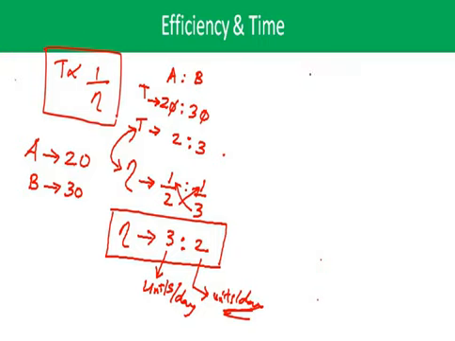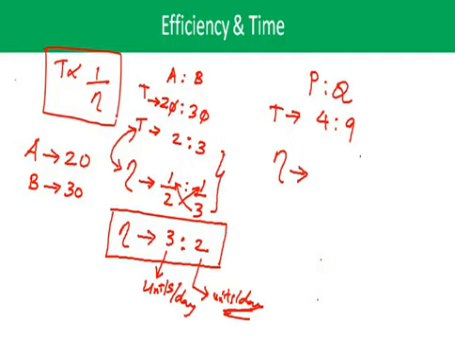Now let's take another example. There are two members P and Q. The time ratio between them is 4:9. What is going to be the efficiency ratio? Instead of doing all these steps, what we can simply do is just swap the terms. That's it. So the efficiency ratio between P and Q will be 9:4.